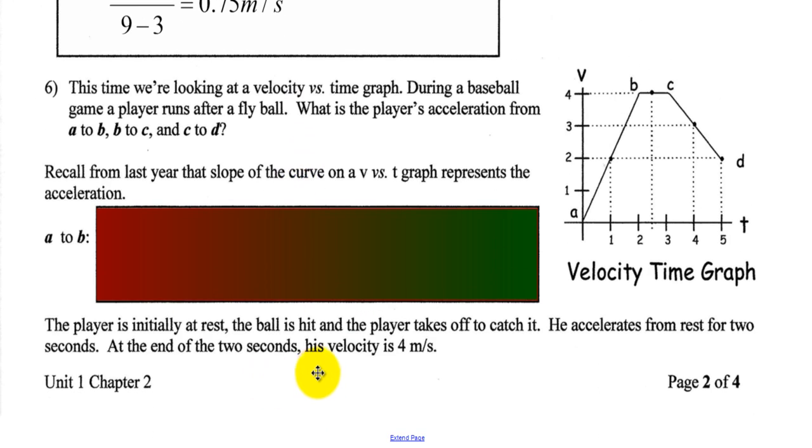Number 6. This time we're looking at a velocity versus time graph. During a baseball game, a player runs after a fly ball. What is the player's acceleration from A to B, B to C, and C to D?